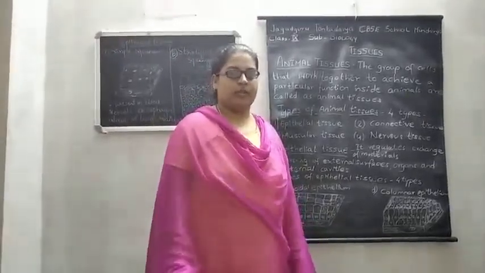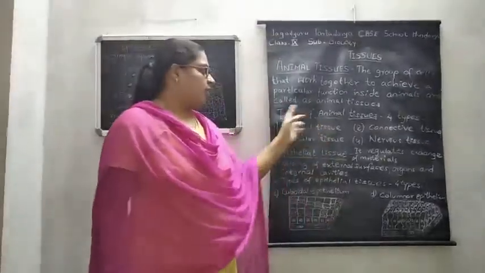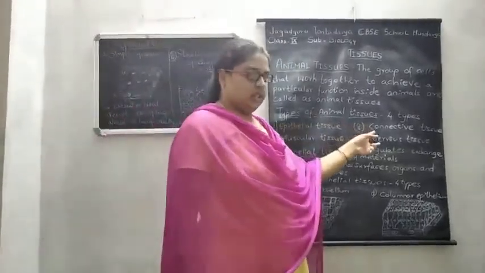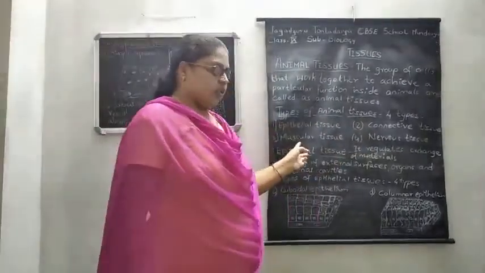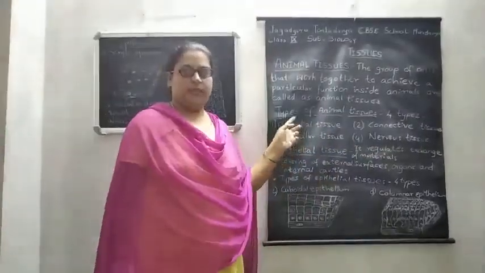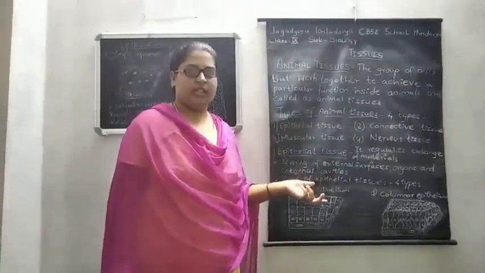And in these animal tissues there are again 4 types, depending on which function they perform in the animal's body, and those are: first one is epithelial tissue, second one is connective tissue, third one is muscular tissue, and fourth one is nervous tissue. And each type of tissue will perform a different function in the animal's body.